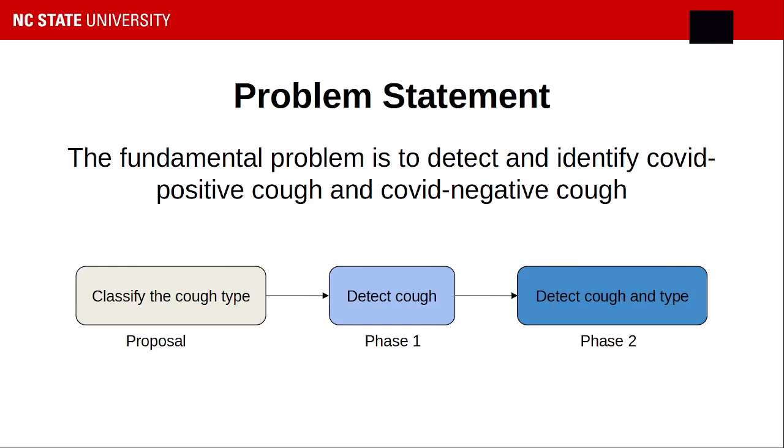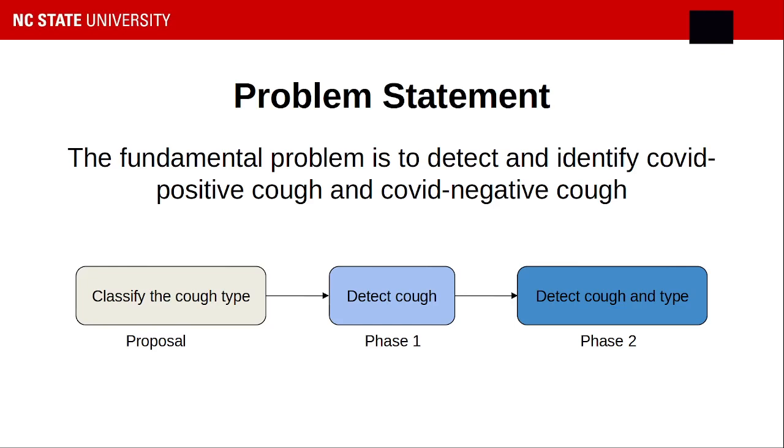In these slides, we show our goal and progress. The fundamental problem for us is to detect the COVID positive and COVID negative coughs. Here, we present the timeline of our progress. Our proposal was to classify different types of coughs, and in the first phase, we used the original dataset provided in class to do cough and non-cough classification. We built a model to detect the cough from the original dataset.